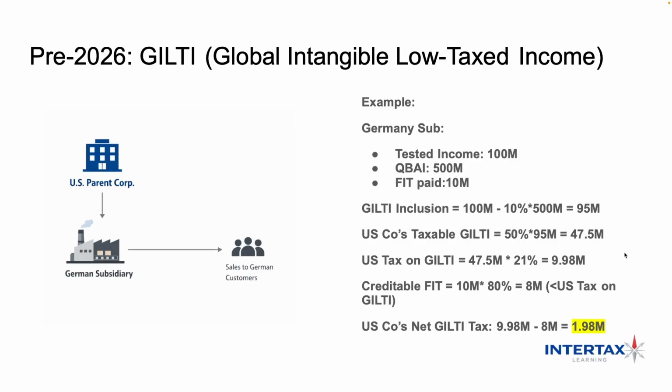The U.S. tax on GILTI would be 47.5 million times the 21% corporate income tax rate, which gives us 9.98 million. The creditable foreign income tax is 10 million times 80%. Because we can't use the full 10 million, we're limited to 80% of that. That's why we can only reduce the 9.98 million of U.S. tax with 8 million of foreign income tax. So now our net GILTI tax is 1.98 million.